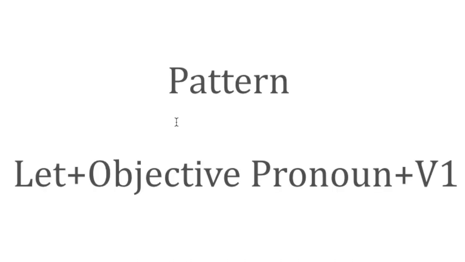Now let's go forward and learn the pattern, the use of the verb "let". "Let" is followed by the objective pronoun: let me, let us, let them, let her, let him, and the first form of the verb. For example, let me go. Go is the first form. So this is the pattern of the verb "let".